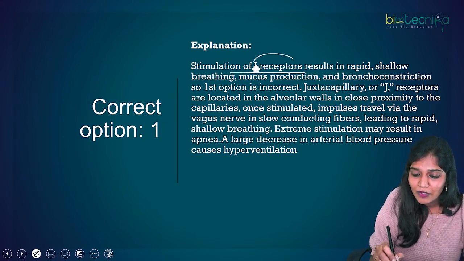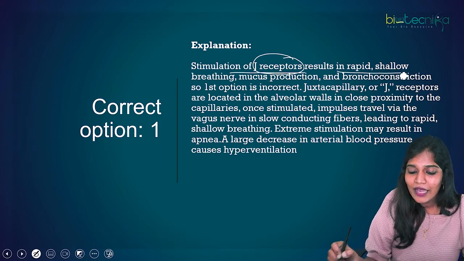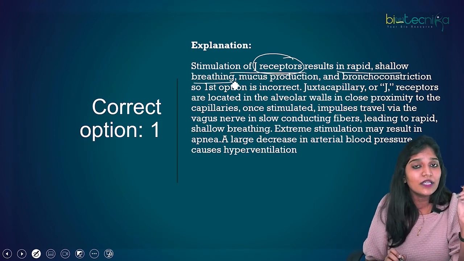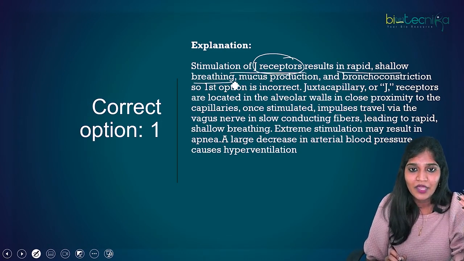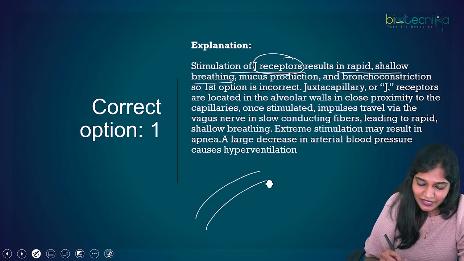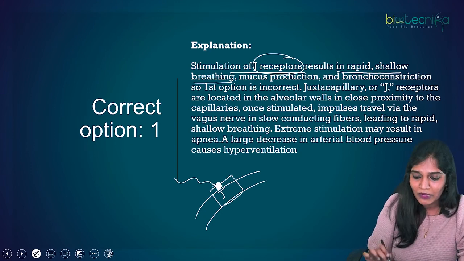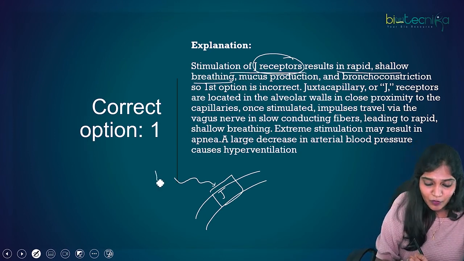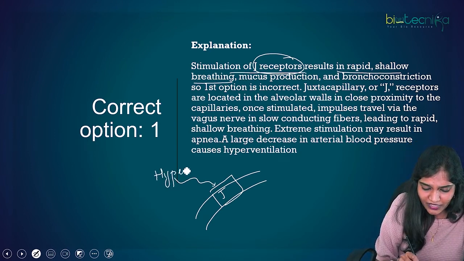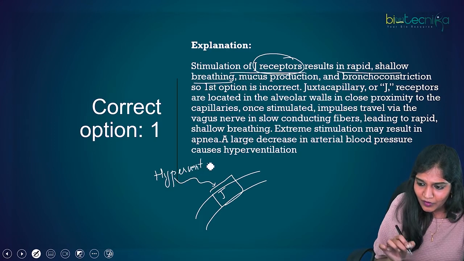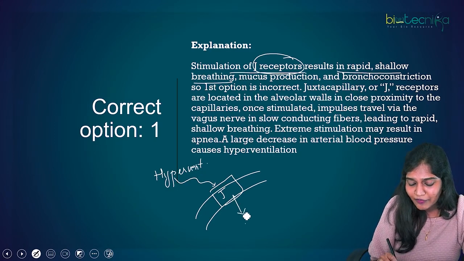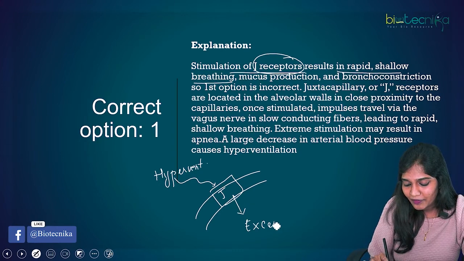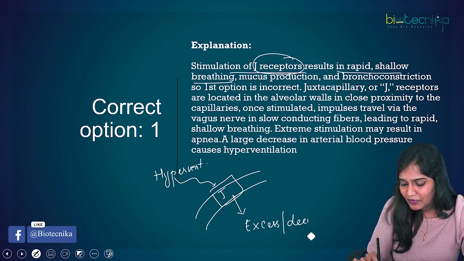Stimulation of J receptor which is resulting in rapid shallow breathing. Okay, it is definitely going to cause hyperventilation. And if the J receptor which is present in the alveoli, suppose this is the J receptor, is stimulated by hyperventilation, excess breathing, it will cause excess breathing. Definitely it causes excess, very, very deep breathing.